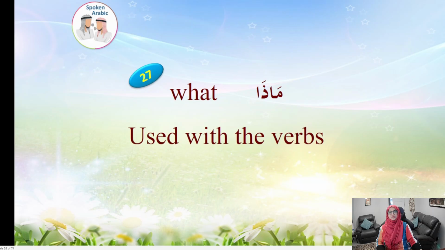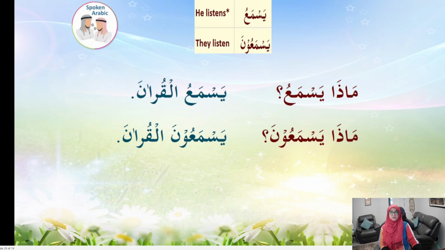And let's look at a new word here, maza. Maza means what? It is used with the verbs. Whenever you use the word maza, it will be used with the verb, and it is occurring in the Quran 27 times. So let's look at the first sentence. Yasma'u, yasma'una. Okay, now keep this in your head. He listens, they listen. Maza yasma'u, yasma'ul Qur'ana.